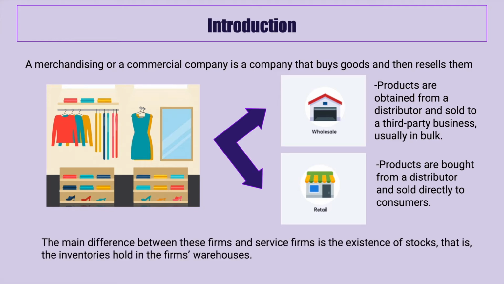The main difference between these firms and service firms is the system of stocks, that is, the inventory housed in the warehouse. Inventories are current assets, tangible in nature, that are or will become part of the product to be sold by an enterprise.